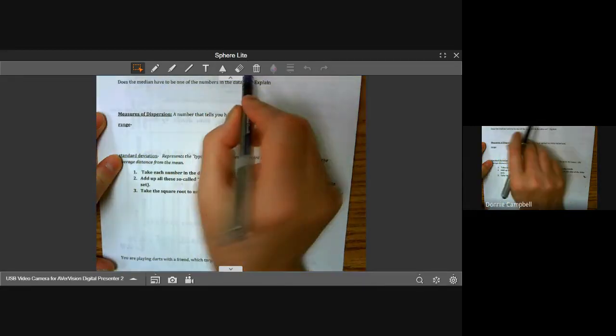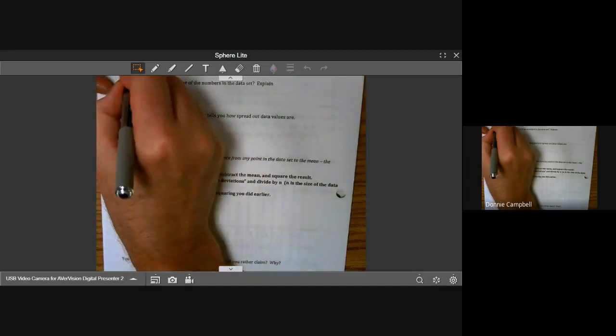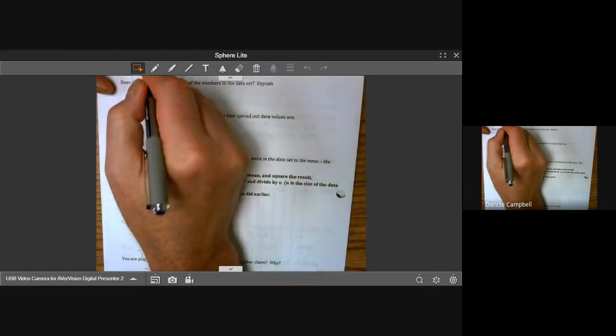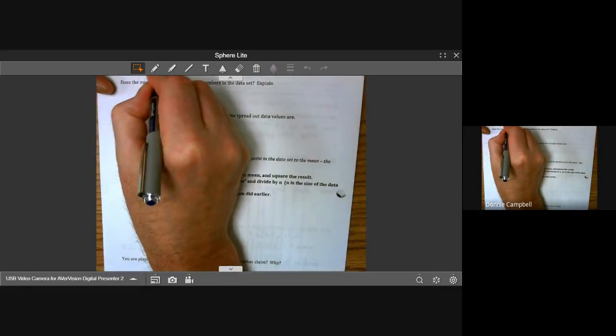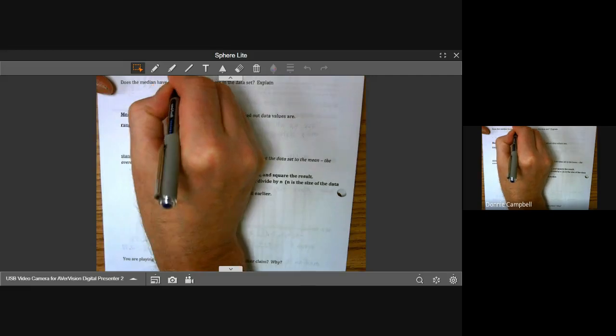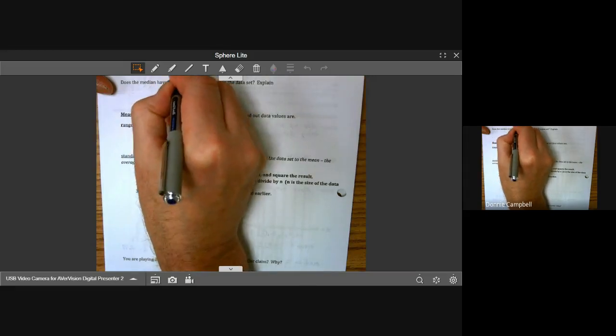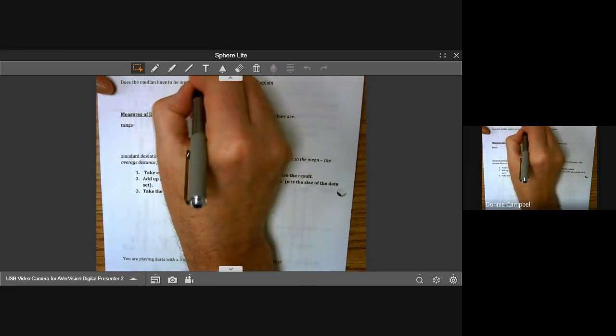Some questions to think about. Does the mean have to be one of the numbers in the data set? Explain. No, it doesn't, because it ends up being an average.